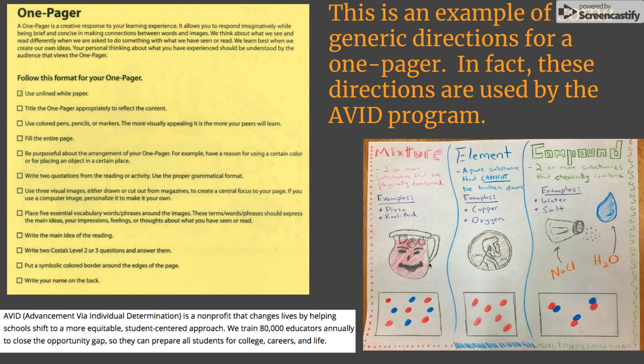So one-pagers have rules, and the rules are really up to the teacher. Here are some generic rules that you might find online. This is actually from AVID, which is the Advancement Via Individual Determination. It's a nonprofit that my school has an AVID program for, and it helps students prepare and learn how to do more rigorous work so that hopefully they will explore honors classes and AP classes and go on to college. But this is just a list of requirements, and you could make those requirements anything you wanted.